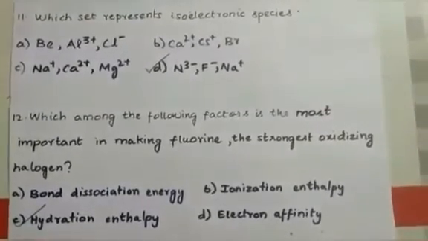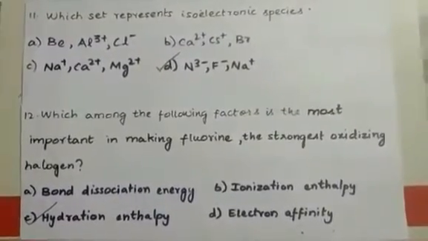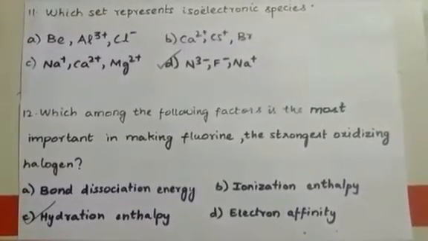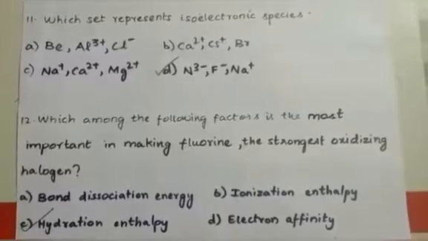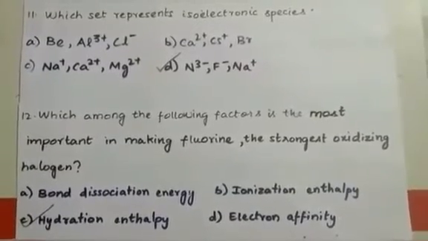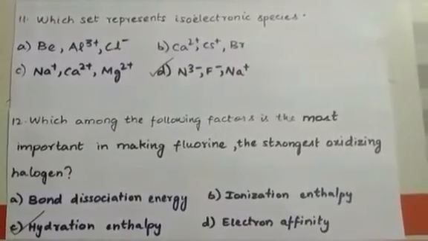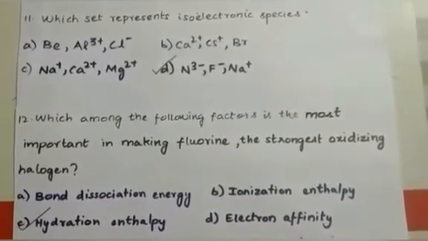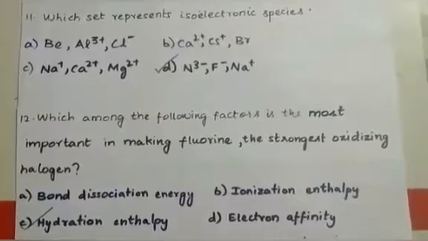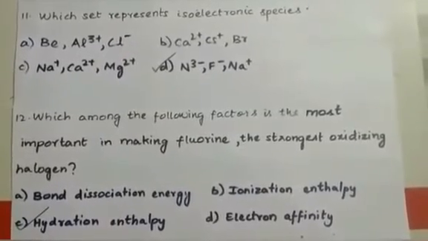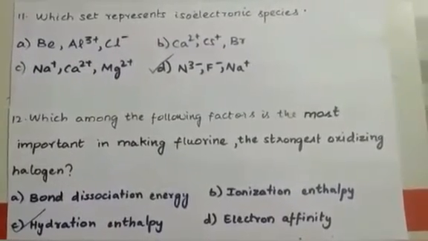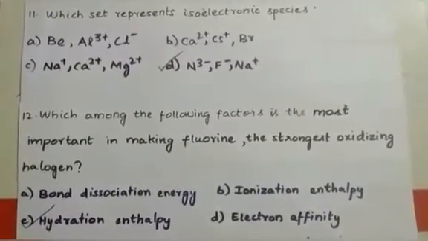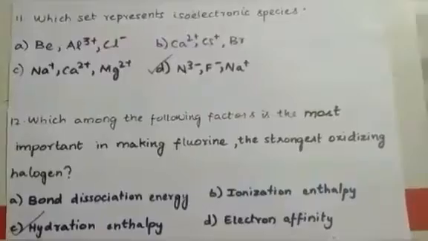Hydration enthalpy. Let us see what is hydration enthalpy. It is the energy released when 1 mole of gaseous ion dissolves in water to produce hydrated ions. Fluorine produces the largest quantity of heat energy due to its smaller size. So, in group 17, fluorine has the highest oxidizing ability. So, the right option is option C.